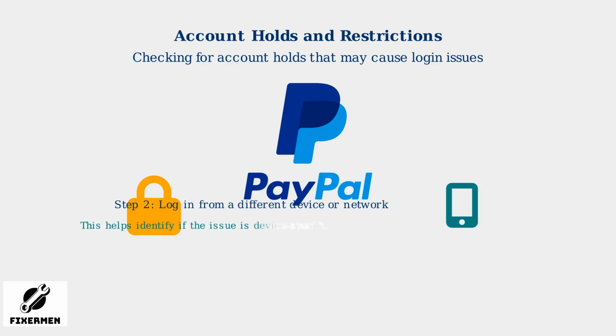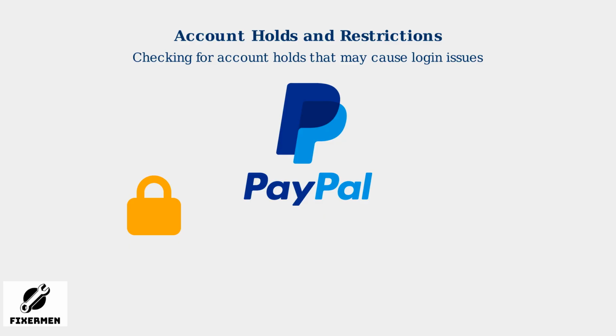Second, try logging in from a different device or network. This can help determine if the error is specific to your current setup, such as a device that's been flagged or a network with unusual activity. Switching devices or networks often bypasses temporary restrictions and allows you to access your account normally.